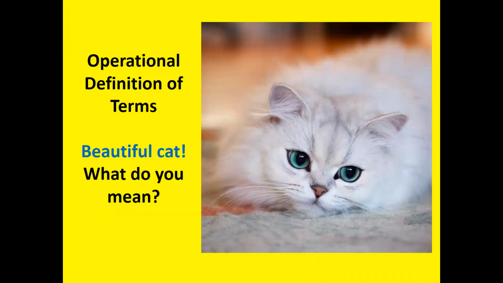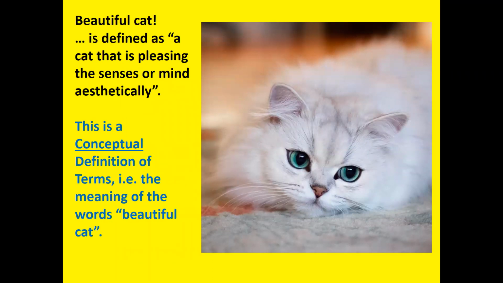Now, to help you understand the difference between operational and conceptual definition, let's start with this example of a cat here. It's a beautiful cat. And what do you mean? You can define a beautiful cat as a cat that is pleasing to the senses or mind aesthetically. And this would be a conceptual definition because it is very abstract and it just gives the meaning of beautiful cat, pleasing to the senses.